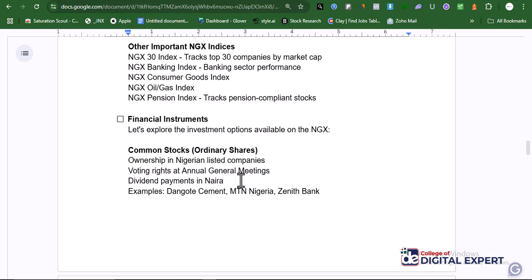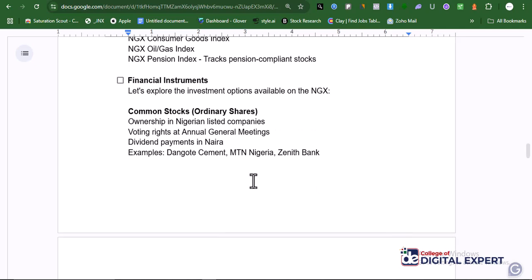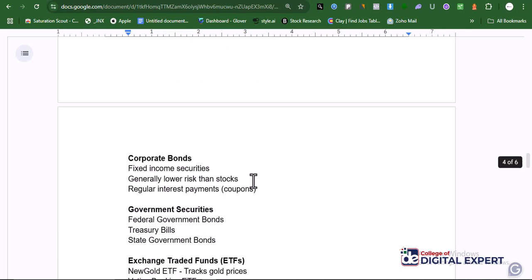Now let's talk about the financial instruments. Now we have different financial instruments. Let's start from common stocks, ordinary shares, which you and I will buy most of the time. When you visit your Chaka, you visit your Bamboo, and you're buying a stock, you're buying a common stock or ordinary shares. The common stock or ordinary shares allows you ownership in Nigerian listed companies. You have a voting right at annual general meetings. We have dividend payment in naira. You get your dividend in naira. And we have Dangote Cement, MTN Nigeria, Zenith Bank, and a lot of them.